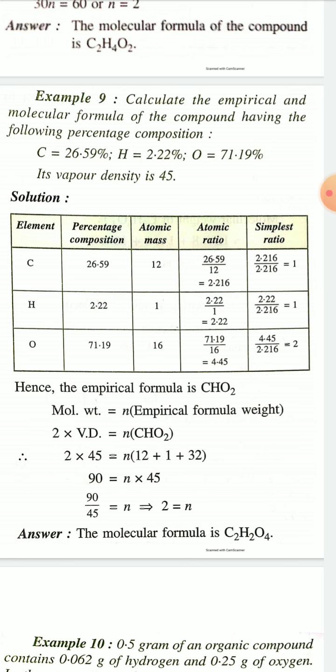So the value of n becomes 90 divided by 45, that is molecular mass divided by empirical formula mass, 90 divided by 45. So n equals 2. So the molecular formula of the compound becomes C2H2O4.